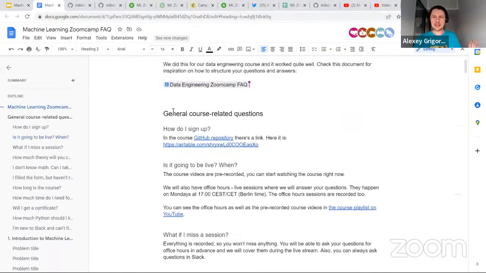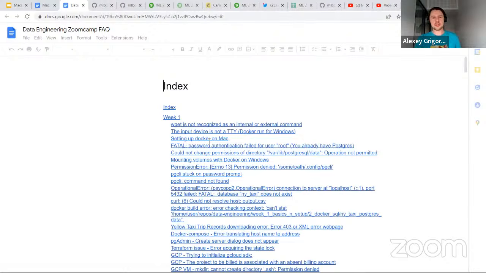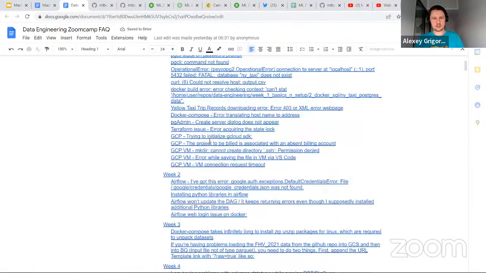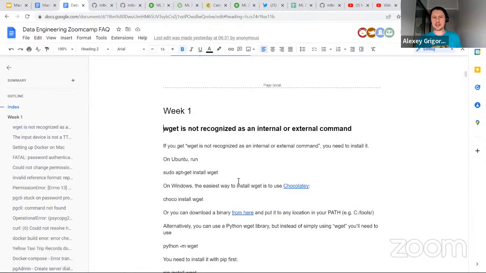But just to give you an idea of how it looks, I will open a similar document from another course that we did. Let me just click on one of the links. Let's say, in the course, we show you how to use wget. But when you do this, it says wget is not recognized as an internal or external command. So what do you do with this?